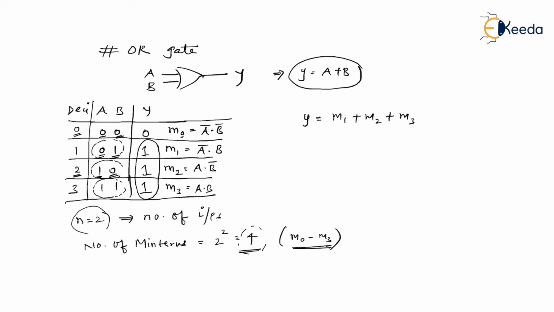For m0 the output is 0, so I'm not going to consider m0. I have considered only m1, m2 and m3. Now, particularly, what can I write m1, m2, m3 equal to? Can't you see it is actually a summation? So, okay, I can write summation over here. What I'll write is small m. What does small m indicate? Small m indicates min terms.